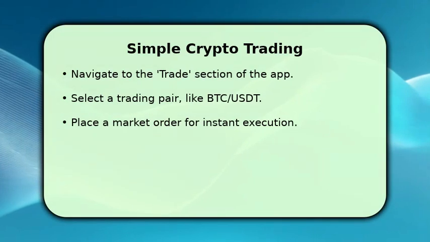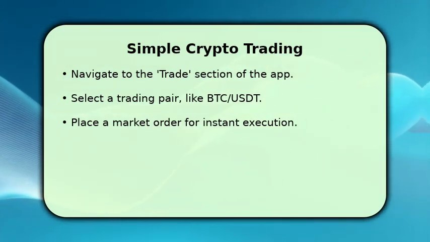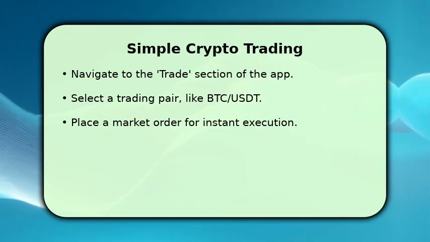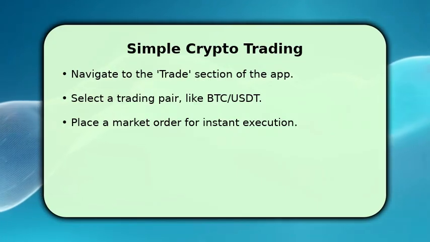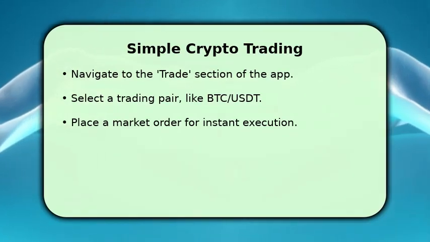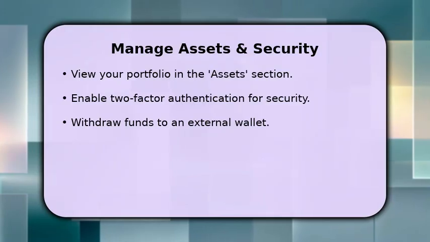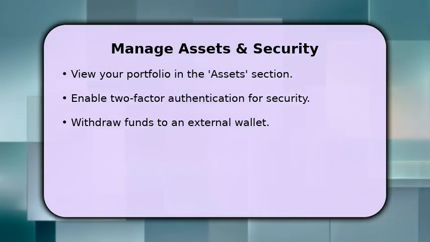To start trading, tap the Trade section in the app. Here, you'll choose a trading pair such as BTC versus USD. For beginners, a market order is the easiest way to buy or sell instantly at the current best available price. Simply enter the amount you wish to trade, and the system will execute your order immediately. Always keep an eye on your investments by checking the Assets section, which shows your portfolio.